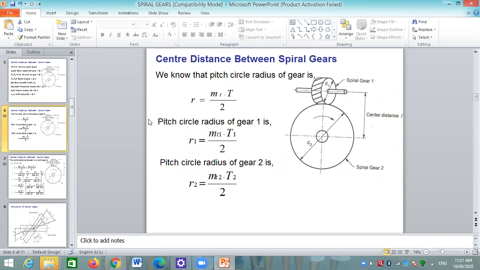We know the formula for the pitch circle radius of a gear. R is equal to MT, the transverse module, into the number of teeth divided by 2. Radius is equal to transverse module into T divided by 2. The pitch circle radius for gear 1, R1, is equal to MT1 into T1 divided by 2. Pitch circle radius for gear 2 is equal to MT2 into T2 by 2. Okay.